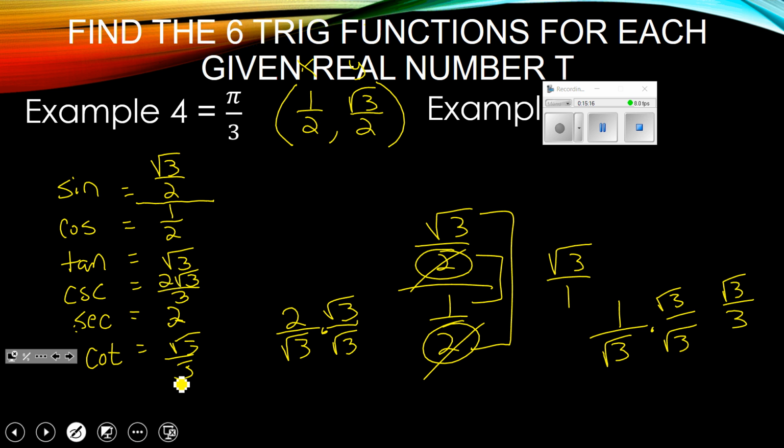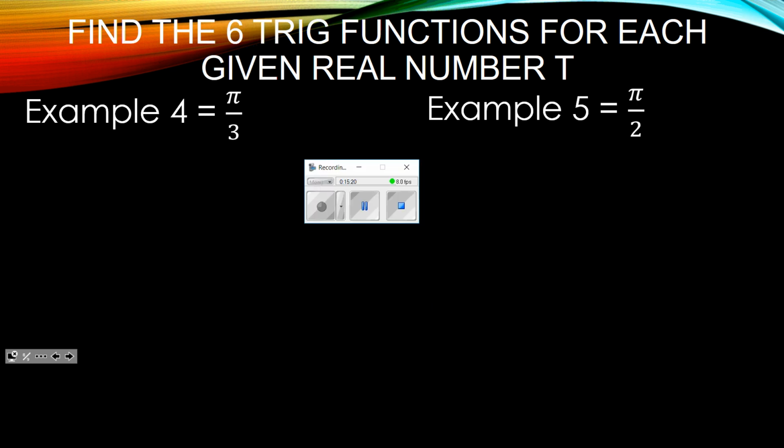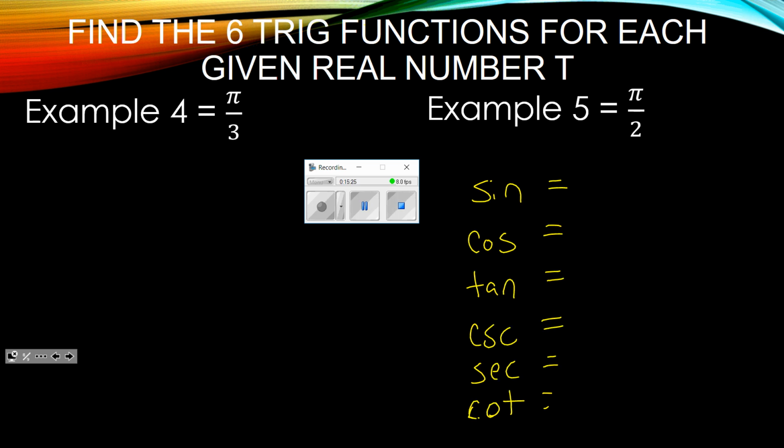Okay, so I'm going to clear this out, and I want you to try another one. I want you to use pi over 2. I'll give you about 4 minutes. All right, so let's talk about this one. Tell me, what's the sine? 1. What's the cosine? 0. What's the tangent?